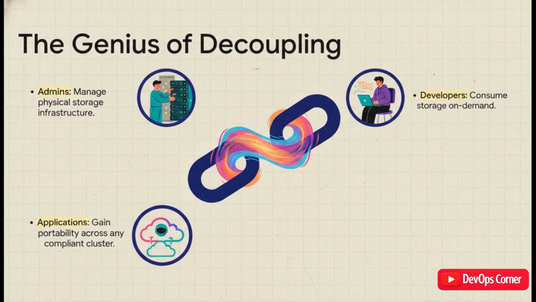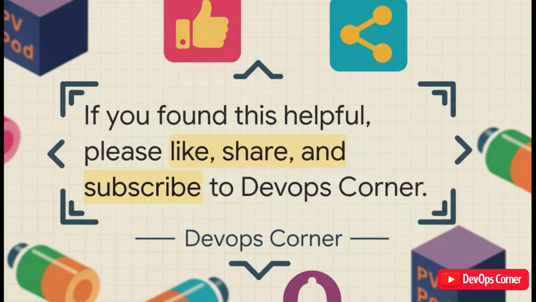For developers, it means they can easily ask for how much storage they need on demand without being an expert on the hardware. And for our applications, this is the big one. We get true portability. Our application code can run on any cluster that knows how to fulfill its storage request. And that's our look at persistent volumes and claims.